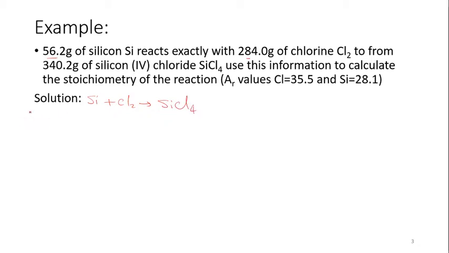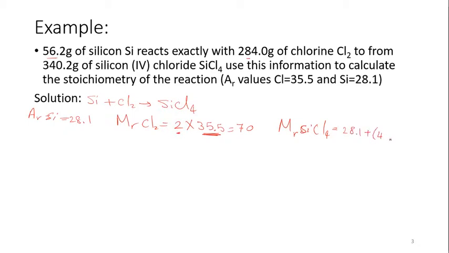Second, I need to identify the relative atomic mass and the molecular mass for each one of them. So the relative atomic mass of silicon would be equal to 28.1, and the relative molecular mass for chlorine would be equal to 2 multiplied by 35.5, which is the relative atomic mass for one chlorine atom. This would be equal to 70. The third would be the relative molecular mass for silicon tetrachloride. So I have the silicon, which is equal to 28.1, plus I have 4 chlorine atoms, each multiplied by 35.5, which would give me 170.1.